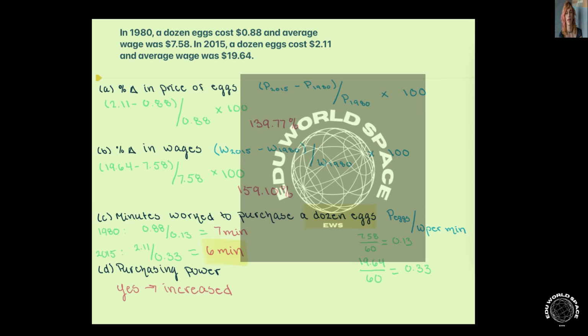Now, if in 2015, that amount of time required to work in order to purchase those dozen eggs had been greater, say they had to work 8 minutes instead, well, in that case, we would have seen a decrease in the purchasing power because now it takes more time, a greater amount of work to purchase or to afford the same product. However, that didn't happen. We actually saw that decrease, so we can say that purchasing power has increased.